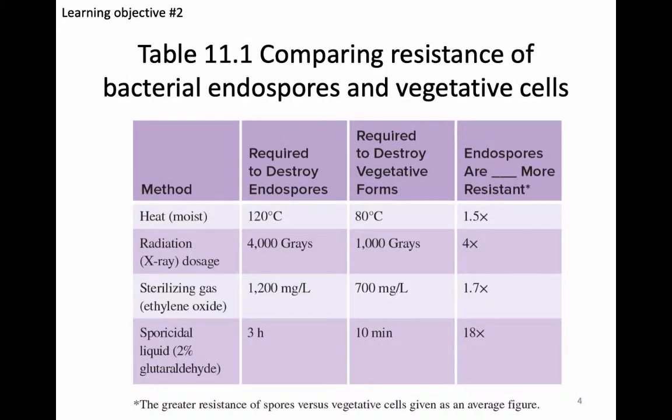So with heat, you have to apply more heat to an endospore. We're looking at 120 degrees centigrade. You have to apply more radiation, and the unit there is grays. We have to apply higher concentration of sterilizing gas, and you have to allow a longer time for soaking with sporicidal liquids with endospores versus vegetative forms.